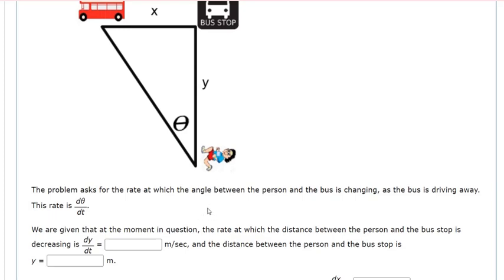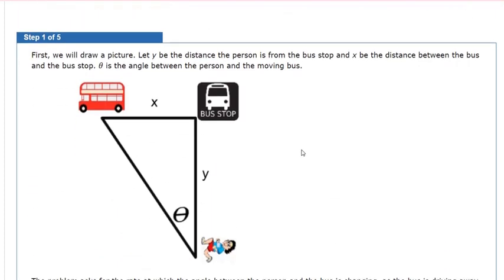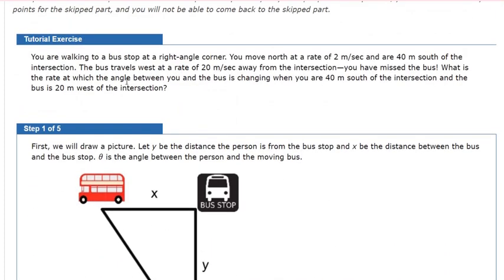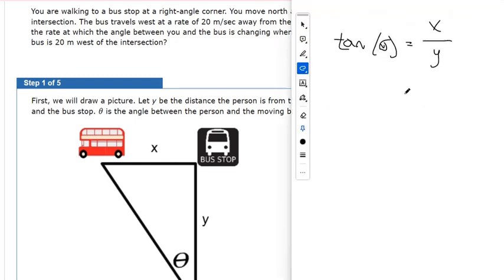What are they talking about here? We are given, at the moment in question, the rate at which the distance between the person and the bus stop is decreasing. So this is something they say in the problem. The bus travels west. So the bus is going this way. So x prime is 20 meters per second. And I assume the bus is at the intersection. So x prime is 20. I think that might be what they're asking.